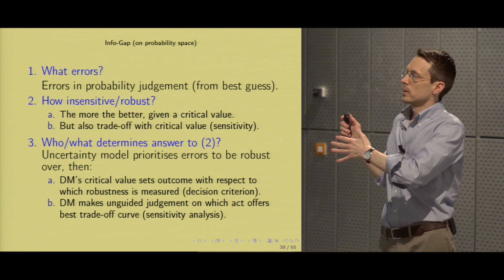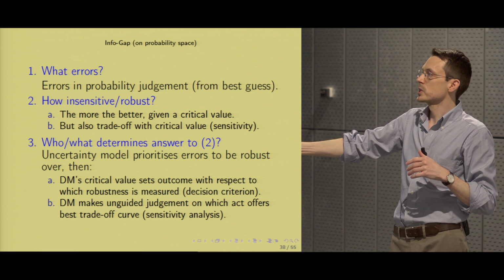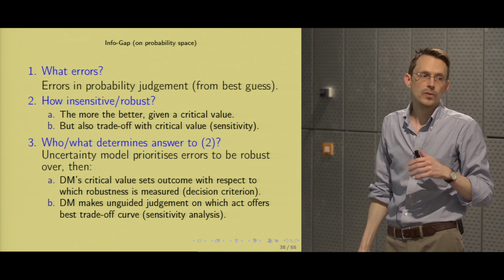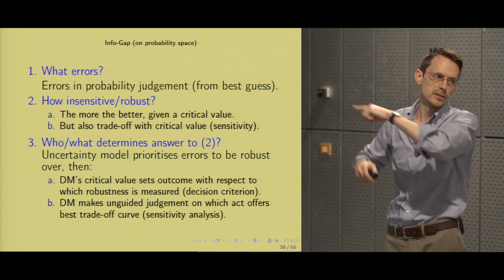After sensitivity analysis, there's the DM making what I'm going to call an unguided judgment about which act offers the best trade-off. So it's sort of at what I'd call 8 on the basis of sensitivity analysis.